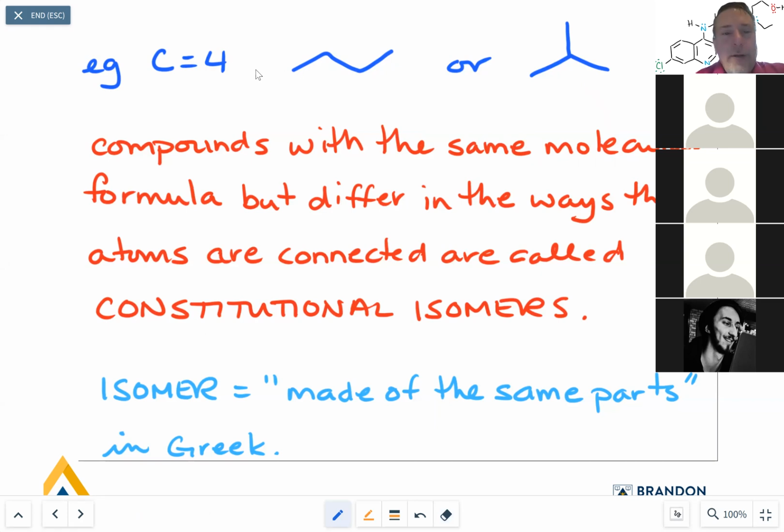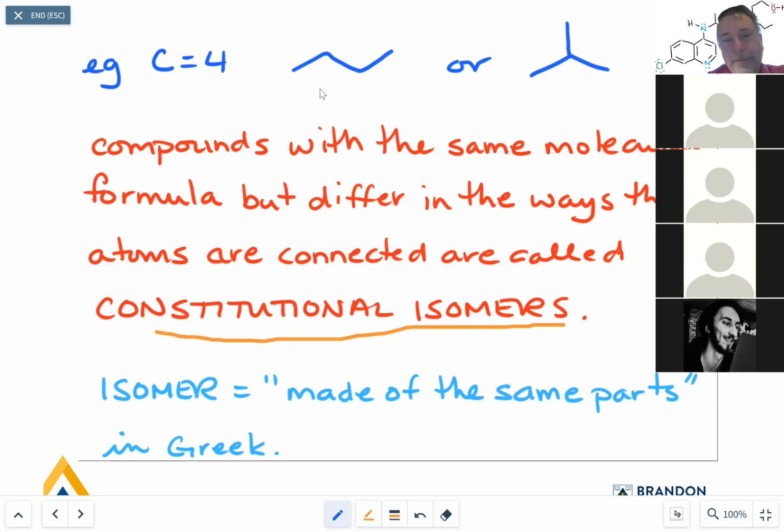Oh yeah, I guess we should talk about this first. So they've got the same molecular formula, C4H10, but they've got a different connectivity. And the name for these types of compounds is constitutional isomers.